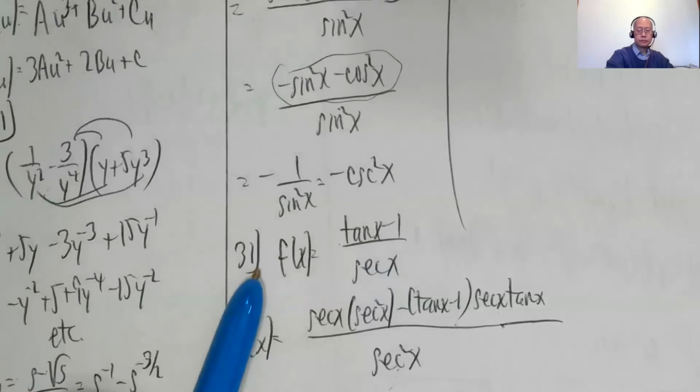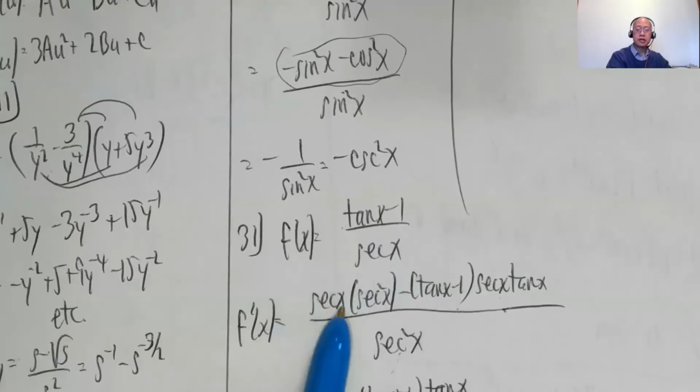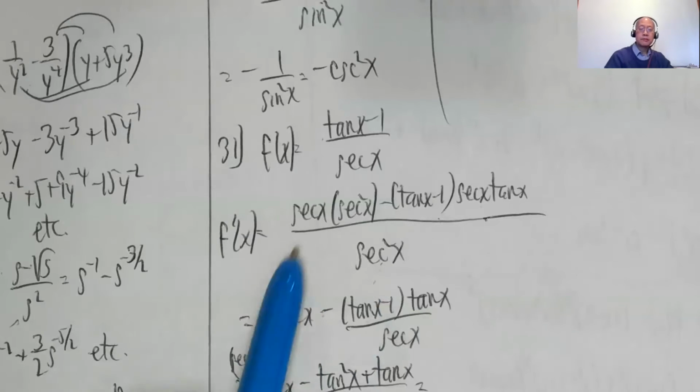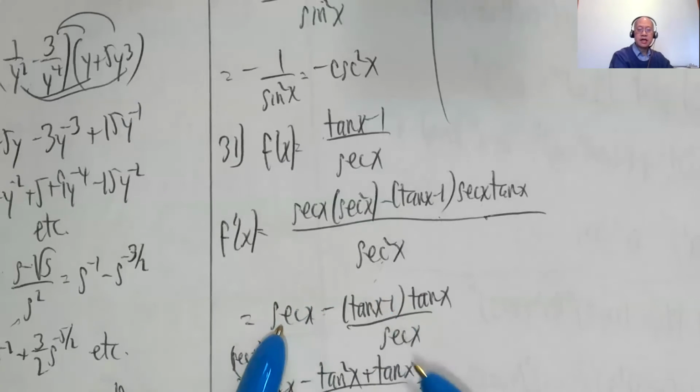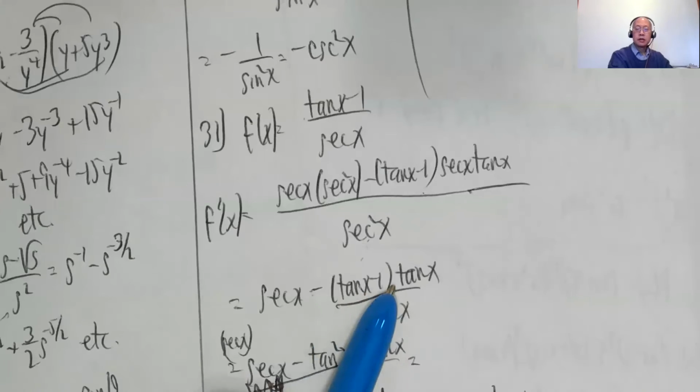31. The derivative is bottom times derivative of the top, secant squared x, minus the top times derivative of the bottom, secant x tangent x, all over secant squared x. Okay, a little bit of touch up. Divide that by that, you get secant x. Divide that by that, you have negative tan x minus 1 times tangent x all over secant x.